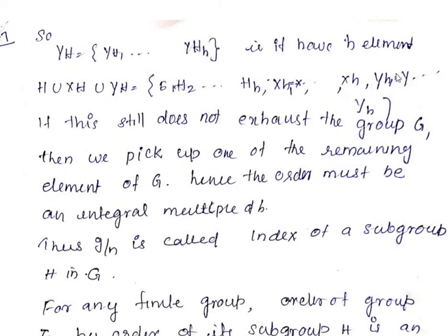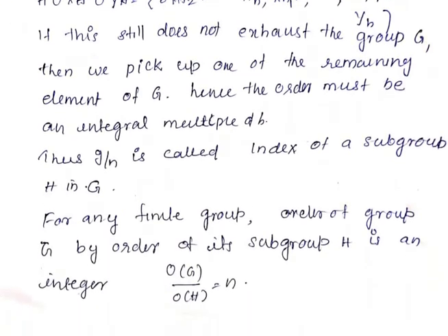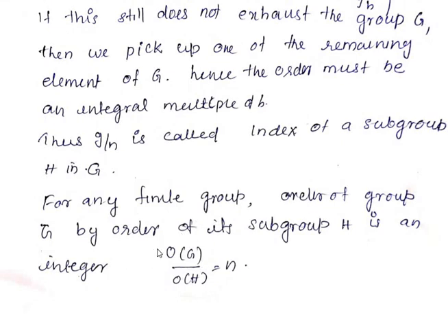So this is an integral multiple of h, or G by H is an integer. This G by H is called the index of a subgroup. So the order of G by the order of H should be an integer. Hence we prove Lagrange's theorem.